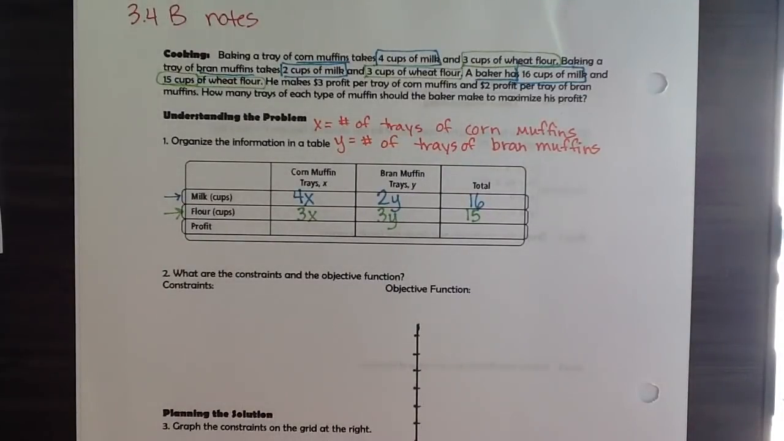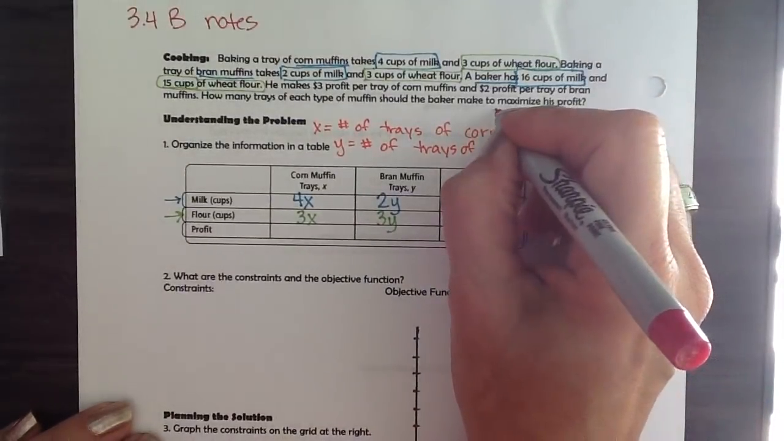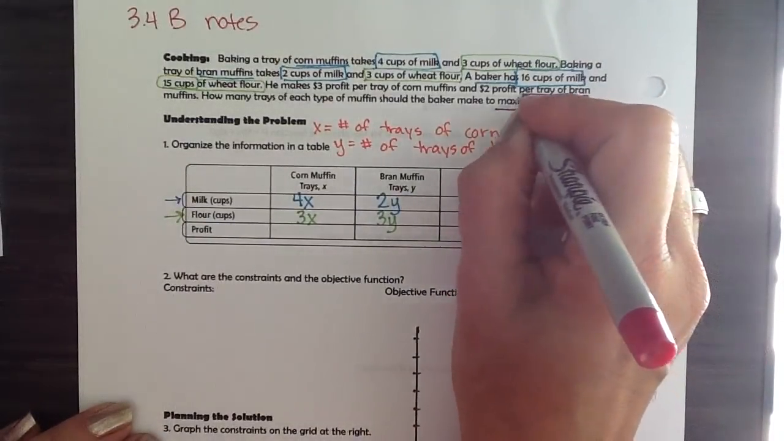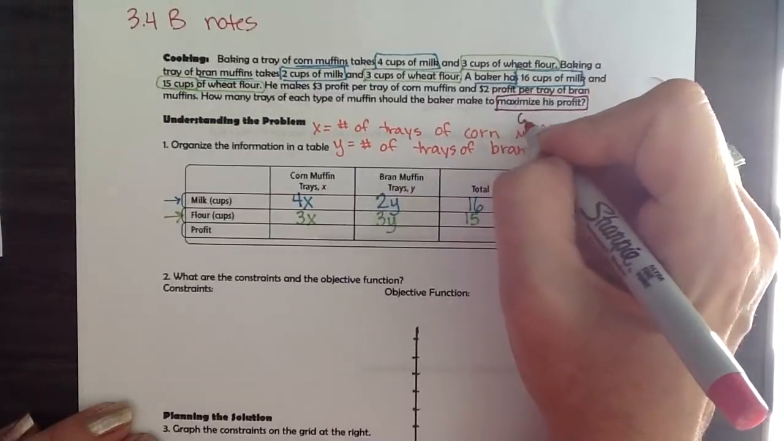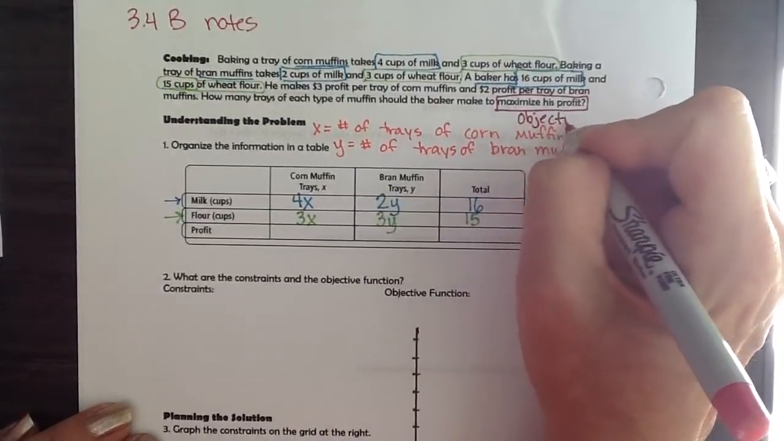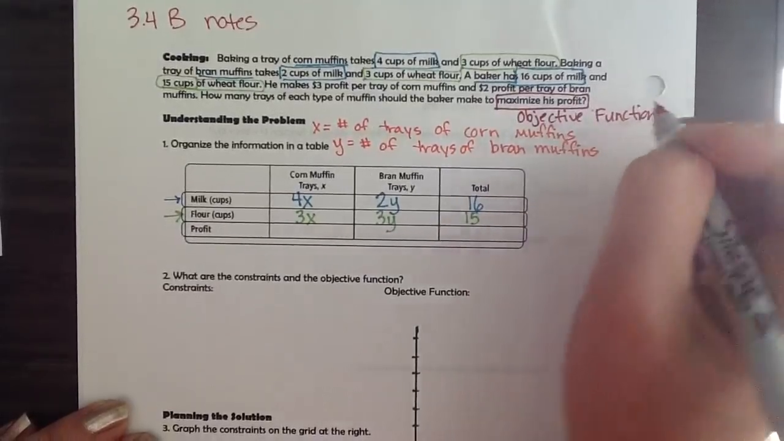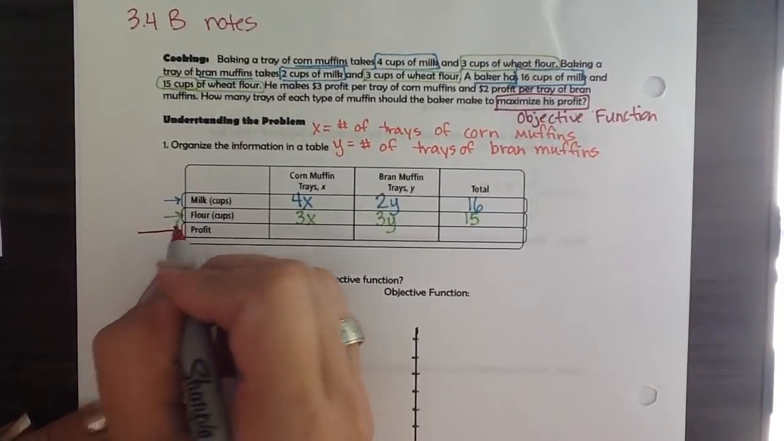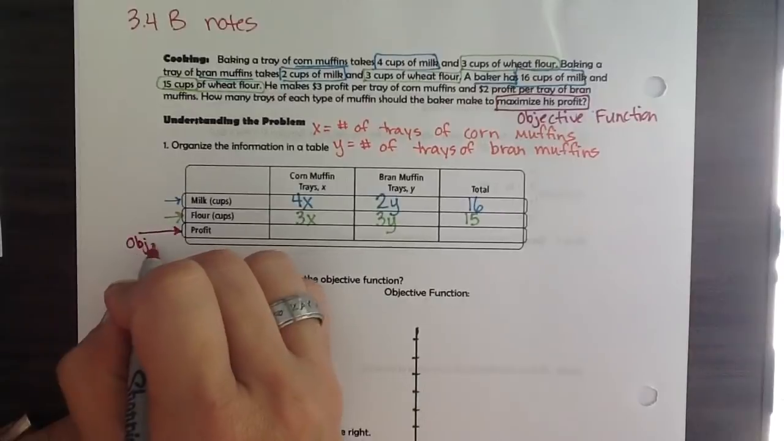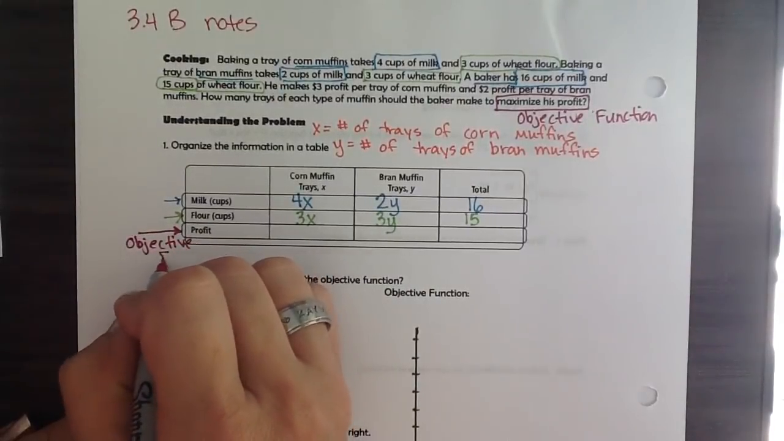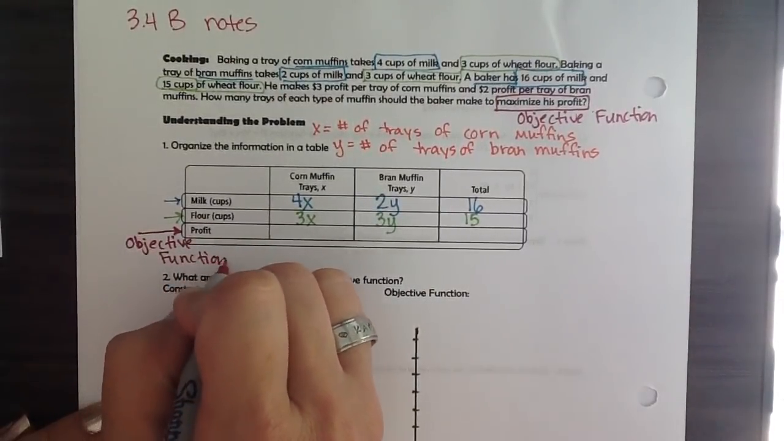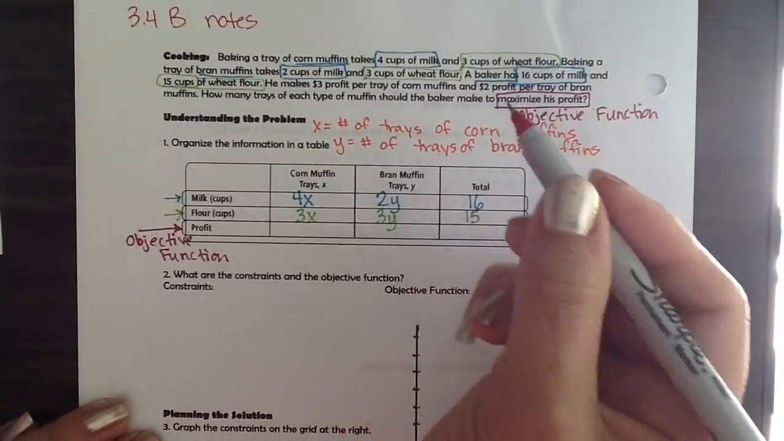The objective function, remember from when we started this section, we talked about the objective function is the thing we want to maximize or minimize. So this is what our objective function is going to be about. It's going to be about profit. So this right here is your objective function. So we need information about profit.